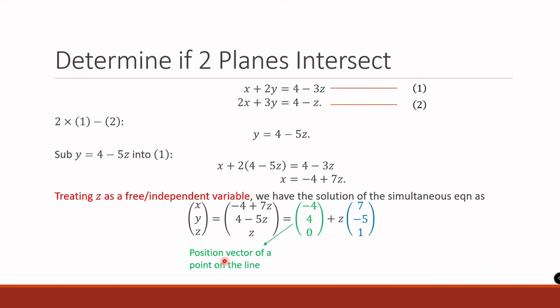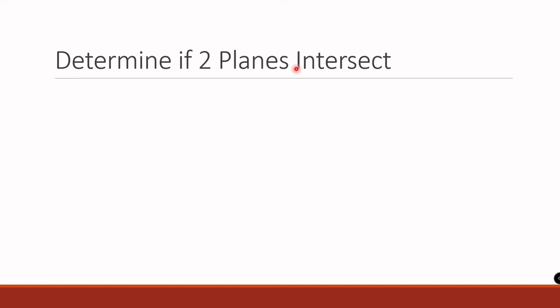The green one is the position vector of a point on the line. The blue one is the direction vector. And together they are the equation of a line. In this case, it will be the line of intersection. So this is how you can find the line of intersection of two planes. Alright, so this is for method 1.